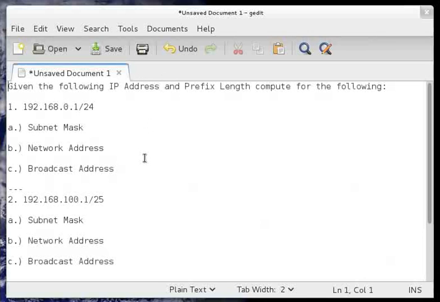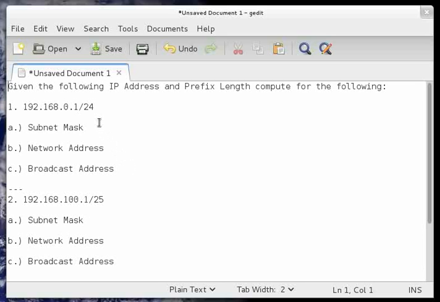Today we are going to compute certain pieces of information necessary for a host to be part of a network. Given the IP address and prefix length of a host, these are the two pieces of information necessary to configure a host into a network. From these two pieces of information, we can compute the subnet mask, network address, and broadcast address of the machine.